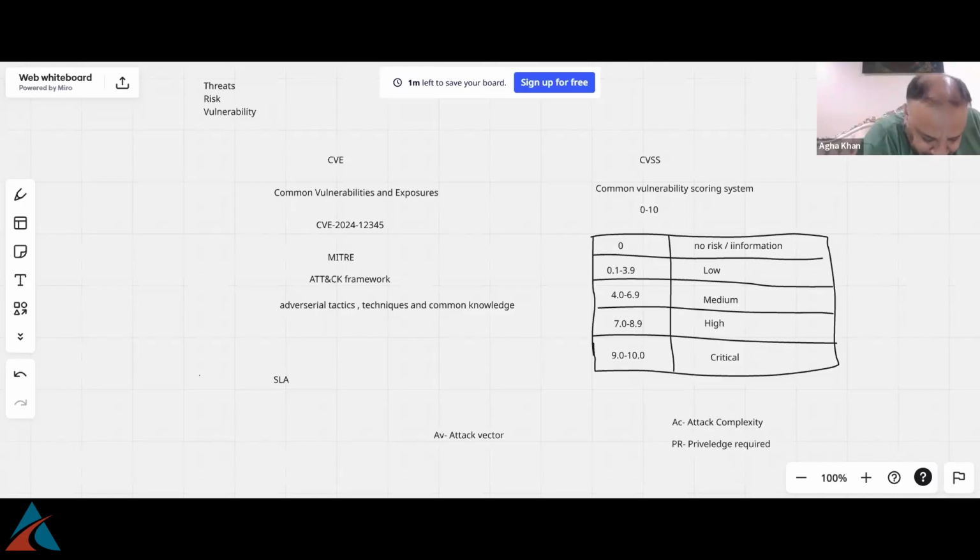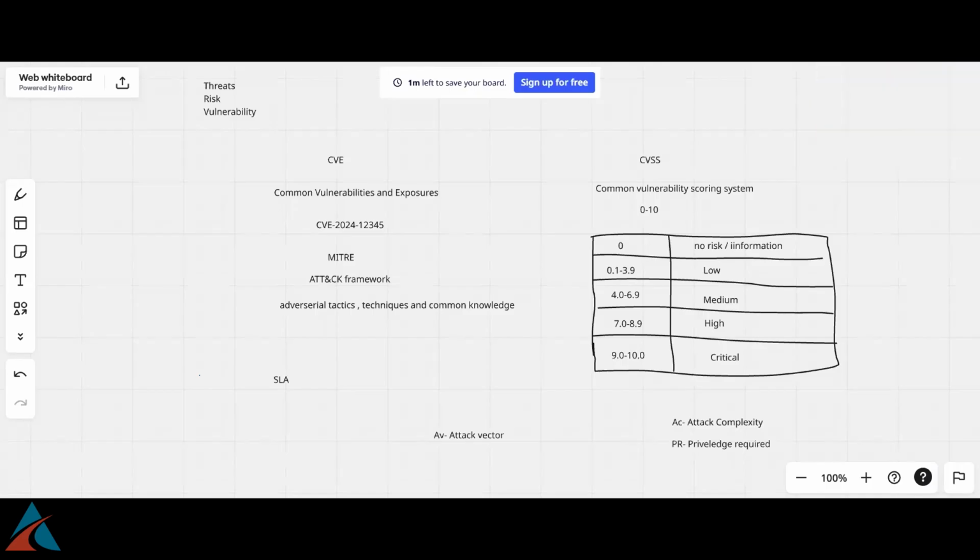Understand this question properly. You have two vulnerabilities with the same score, 7.5. Which one are you going to patch first? One vulnerability is on your internal server and one vulnerability is on your external server or internet facing server. So that depends on the exposure. You'll fix the internet facing one first.